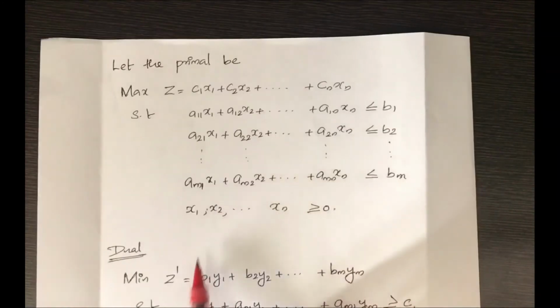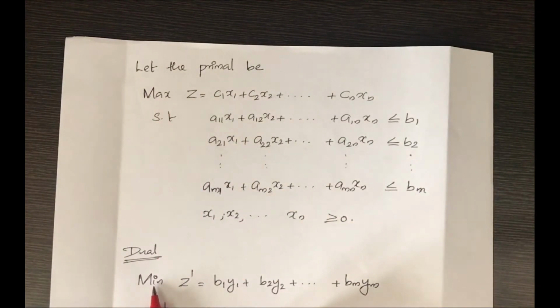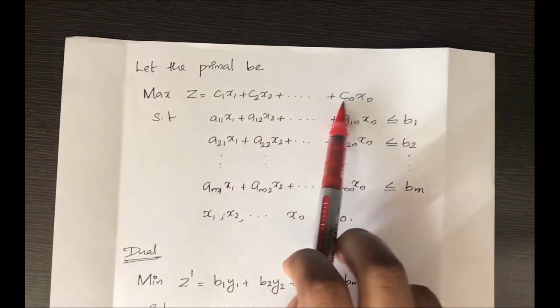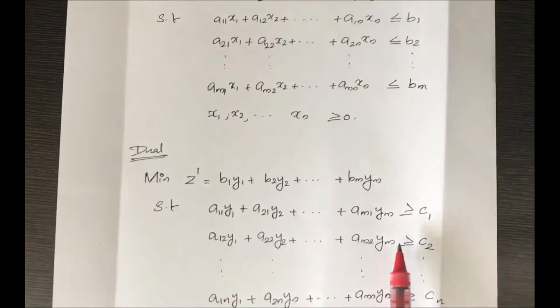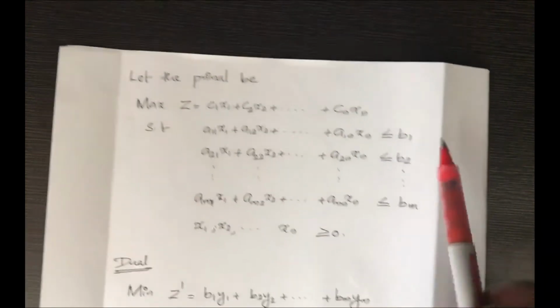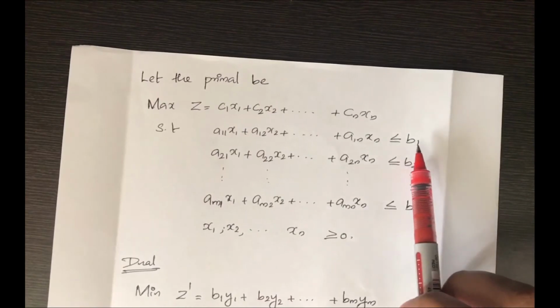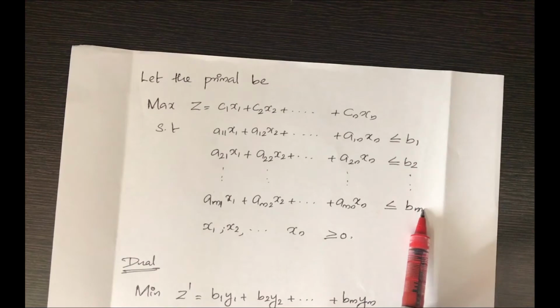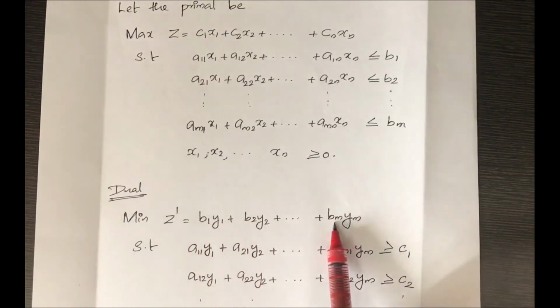When we are converting it into the dual, here it is maximization, so the dual should have a minimization function. These coefficients in the objective function should be the right hand side of the constraints in the dual. Then the right hand side of the constraints in the primal will be the objective function coefficients in the dual.